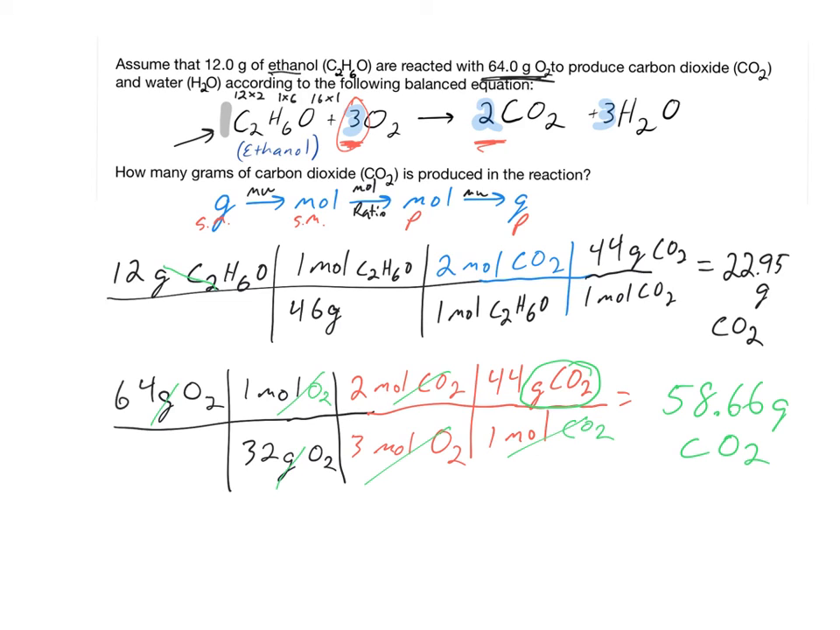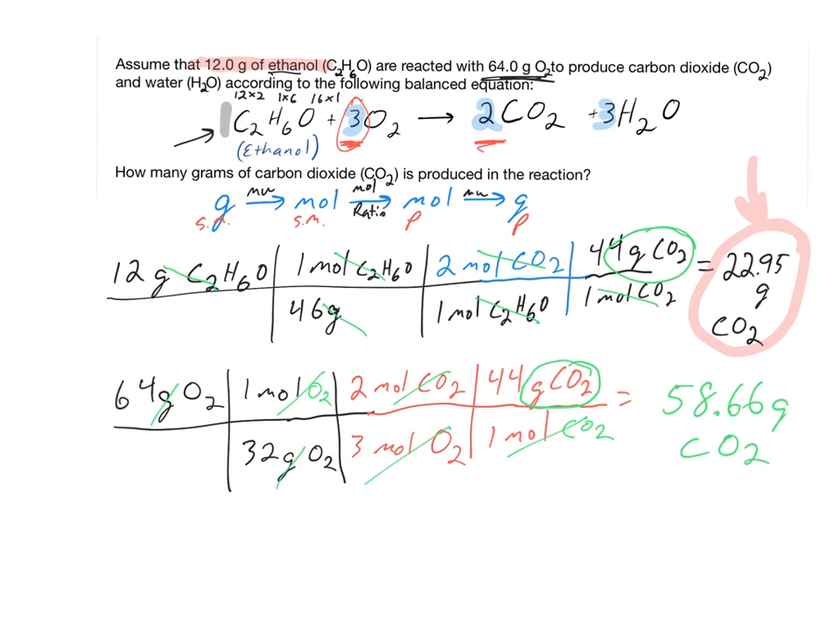Our grams of ethanol cancel out. Then our moles cancel out. Our moles of CO2 cancel out. And we're left with grams of CO2. All right, now we've solved for both using ethanol as our limiting reagent and using oxygen as our limiting reagent. We want to see whichever one gives us the smallest amount. And in this case, it's the top. So our ethanol would be our limiting reagent, and our theoretical yield would be 22.95 grams.